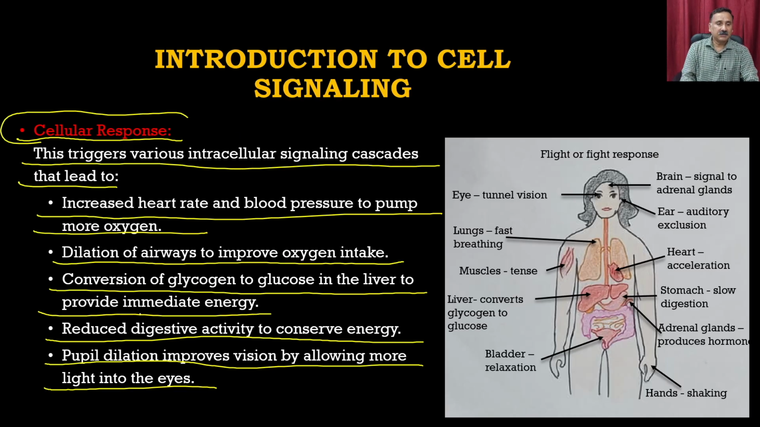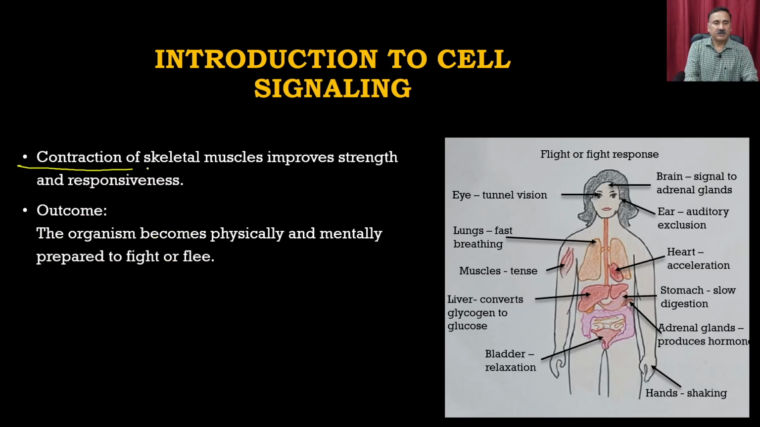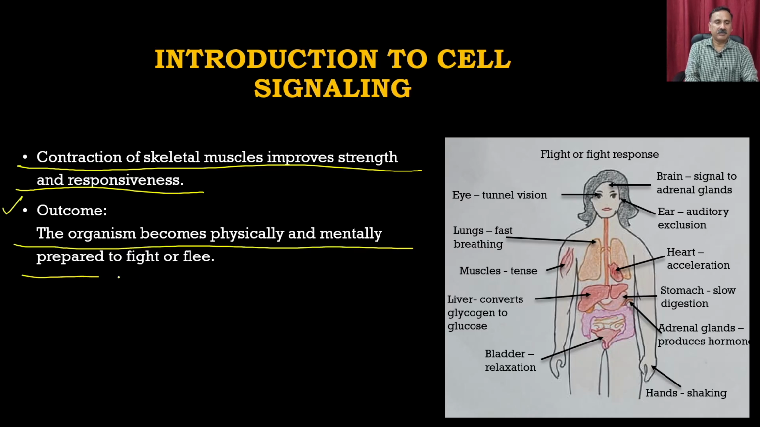So these are the cellular responses that are going to happen when you encounter a lion or a dog, under the fight and flight responses, which are governed by cell signaling. Then there will be a contraction of the skeletal muscles, which is going to improve the strength and the responsiveness, right? And what will be the outcome? The outcome is that the organism becomes physically and mentally prepared for the fight or the flee, right?